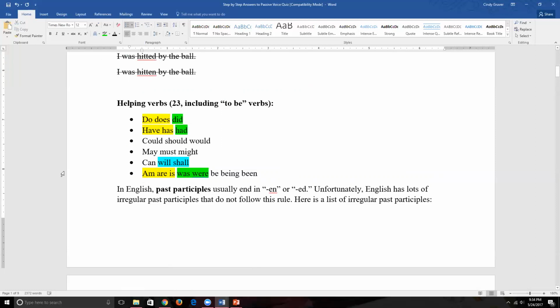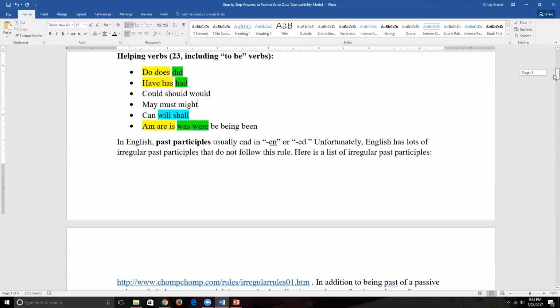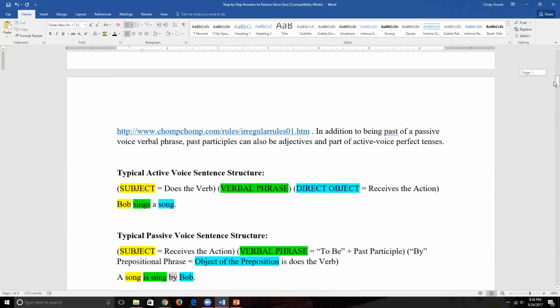So these are your clues. If you listen to your ear, if you stop and think about it or rewrite a sentence with these words in active voice, you'll usually be able to figure out what the tense is. I'm less concerned with you identifying the tense and more concerned at this point with you flipping the sentence from active voice to passive voice.